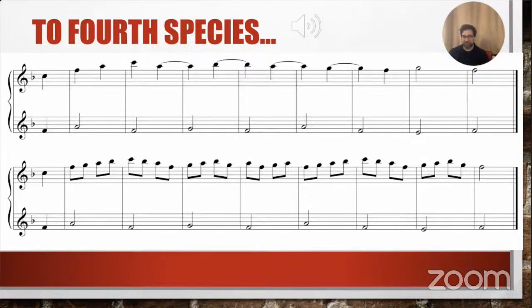So that's what suspensions do to a composition. They create this constant dissonant energy that pushes a piece forward. Listen one more time.